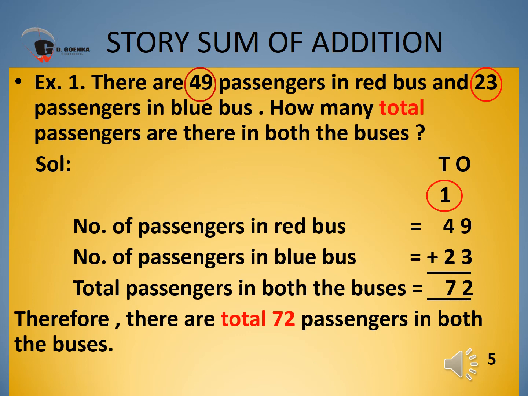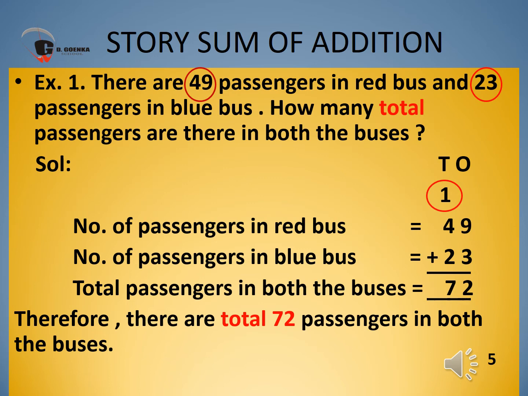Now we'll have to see what the keyword is, that is total. So we'll have to add both the numbers. So total passengers in both the buses. As you know already, first we will add the ones values, that is 9 and 3, and 9 plus 3 is 12. So write down 2 under the ones value and 1 should be carried under the tens value.